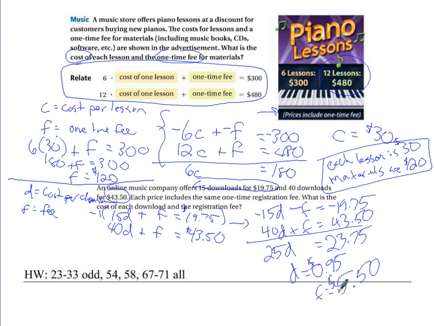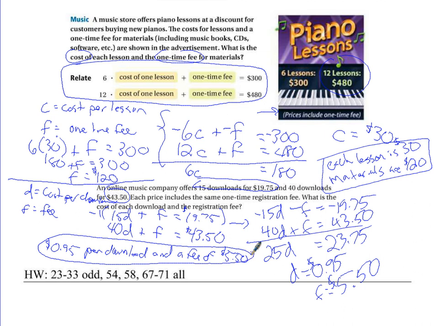So then your answer needs to be written in a way that makes sense for this problem. It's 0.95, so 95 cents per download, and one-time fee of $5.50. The wording on that is important. Make sure that you do write your answer in the context of the problem. It's important that you can do that. So that's the whole section.